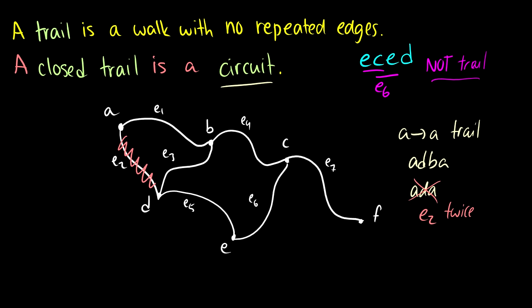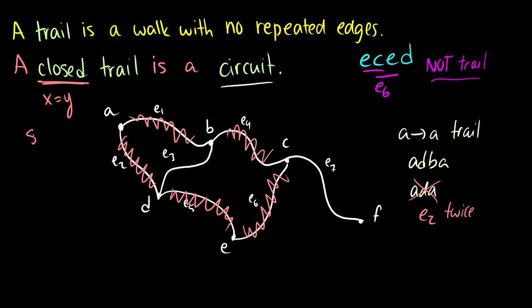So let's say we took E5. Well, we can't go back, so that means we have to take E6. Then we should probably take E4. And we could take E3, but then we're stuck, so we have to take E1. So that is a circuit. It does not repeat any edges and starts and ends at the same place. Whenever I say closed, what I mean is that X is equal to Y, so the start is equal to the end. That's all I'm saying. So, no repeated edges. Not bad. What do you think's next?